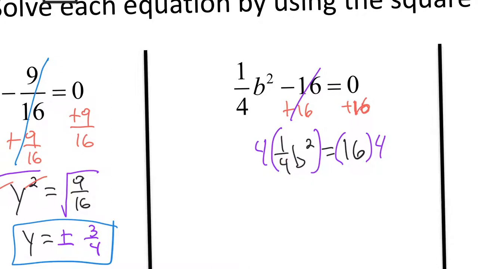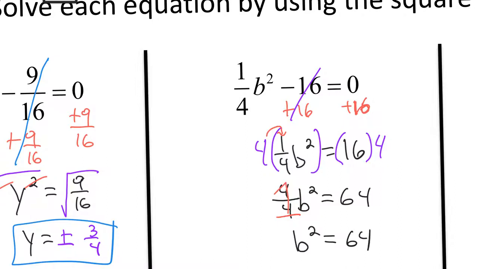So when I multiply 4 times 1, that's going to be 4. Keep the denominator b squared, and 16 times 4, that's going to be 64. Over here, 4 divided by 4 turns into 1. So we have b squared equals 64. No more fractions. Now you guys can get rid of the square.